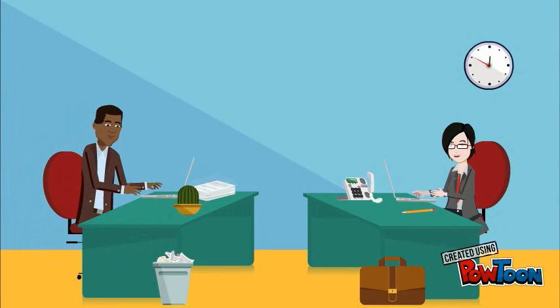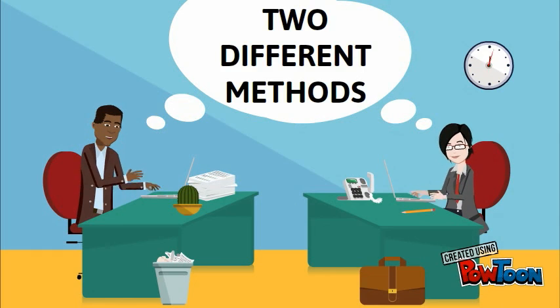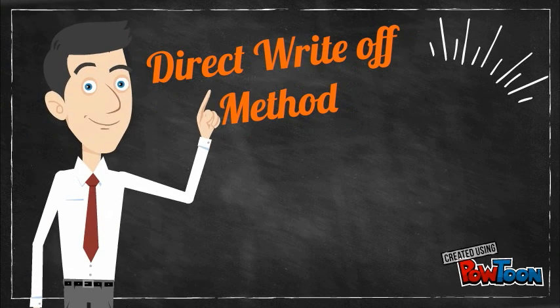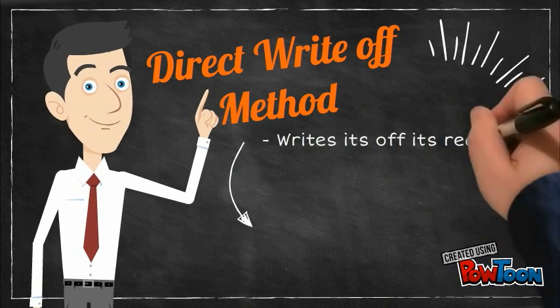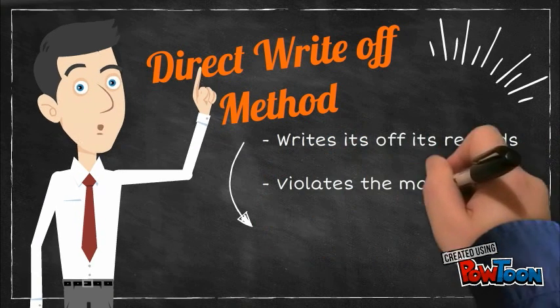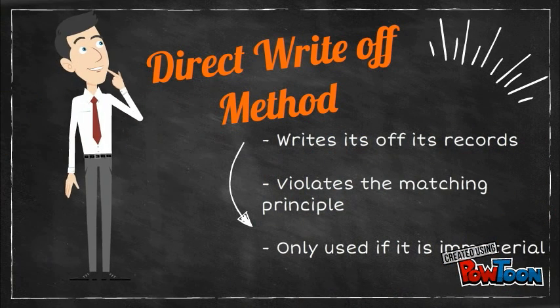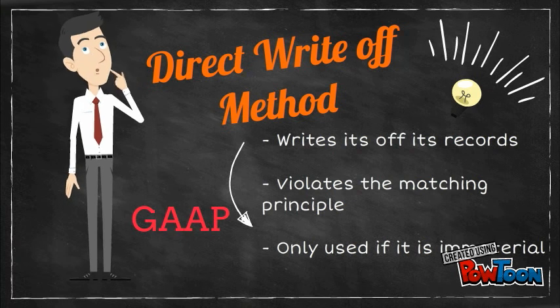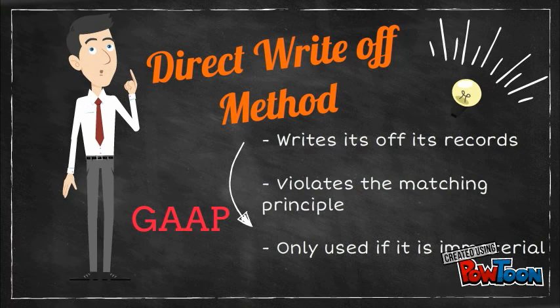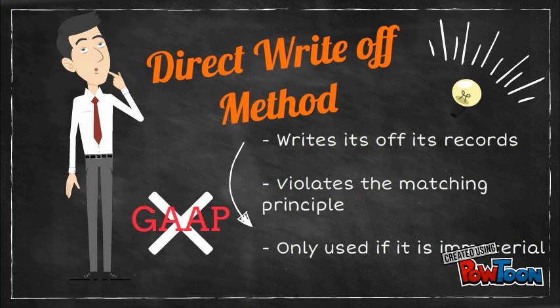This estimated number can be calculated using two different methods. The direct write-off method is used when the company claims it to be uncollected and writes it off its records, and thus it is recorded for the same amount of the receivable. This method, however, violates the matching principle and is prohibited by generally accepted accounting principles. It may be used if it's claimed to be immaterial, not affecting accounting decisions significantly.